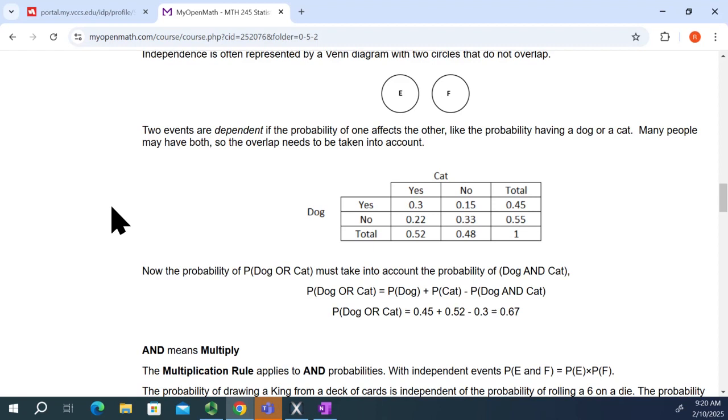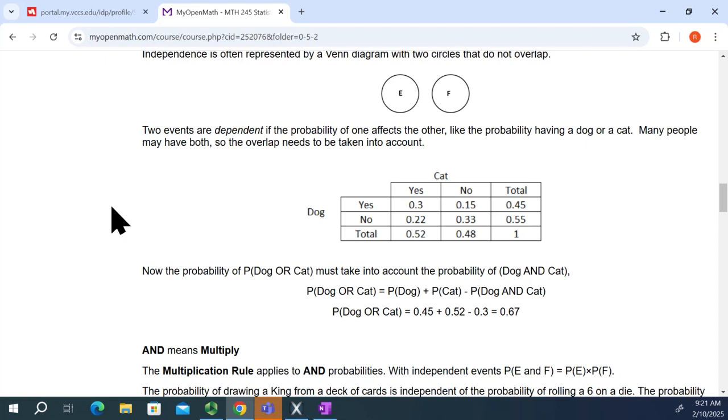So what is the chance that someone owns a dog? Look at the dog row. There's a 45% chance that someone owns a dog out of this sample. The chance that someone owns a cat is 0.52. The chance that someone doesn't have a cat, the complement, is 1 minus 0.52, which is 0.48.